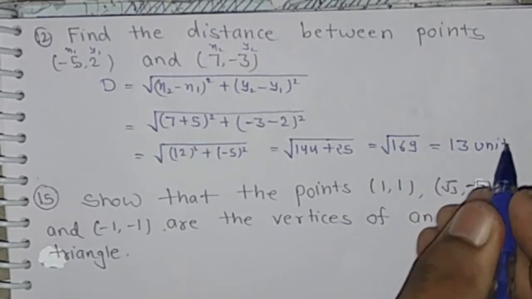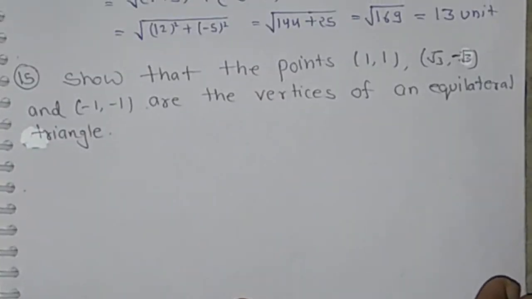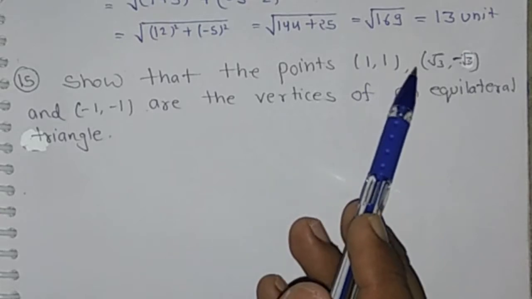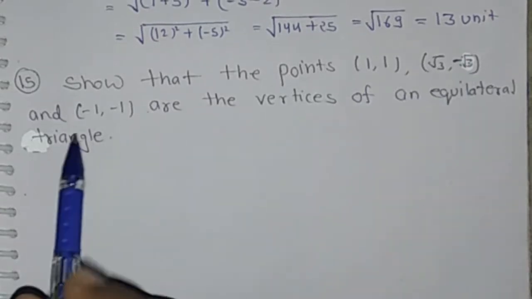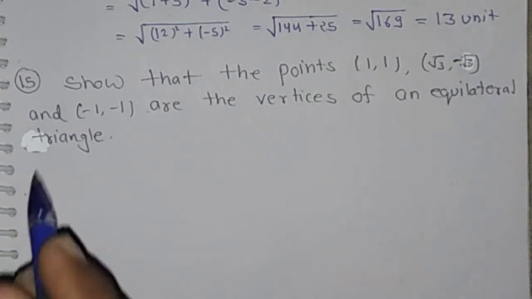13 units is the answer. Now the next question is: show that the points (1, 1), (root 3, minus root 3) and (minus 1, minus 1) are the vertices of an equilateral triangle.